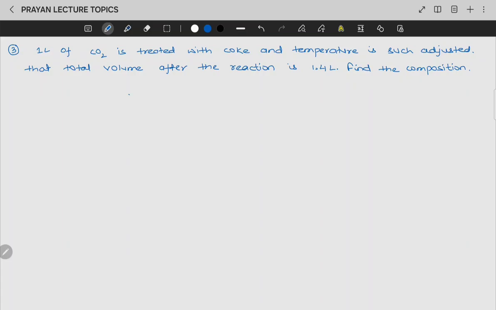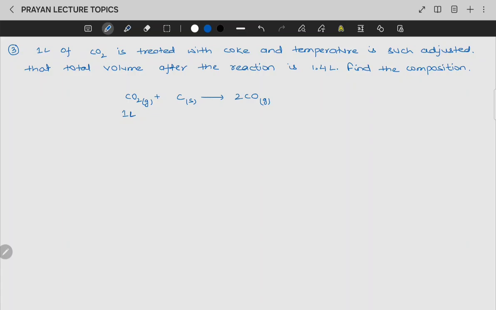and they are reacting, so the reaction will be CO2 plus carbon will give you 2CO. CO2 is a gas, carbon is solid, and CO is a gas. So we have to find the composition once the reaction is over. So this first point is very clear, that if 1 liter of CO2 is reacting, and let us suppose that it is completely reacting, then the total volume of CO produced will be 2 liters. If 1 liter of CO2 is getting consumed, then as per the stoichiometric coefficient, we can see that 2 liter of CO will be formed.